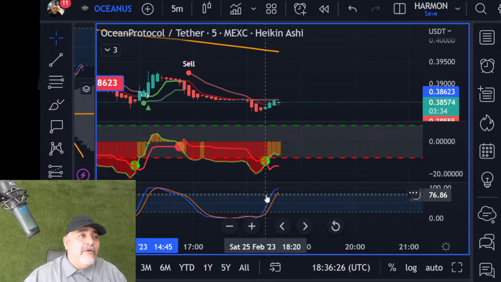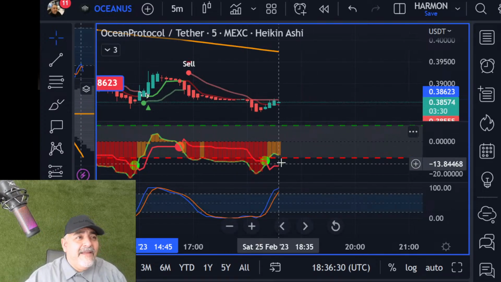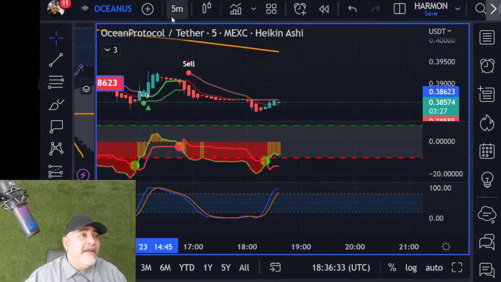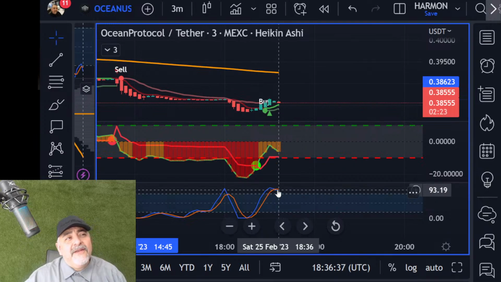This to me would say, okay, this is probably the short entry area right here, 38.6. And this is where we'd be looking. Now to confirm how much of this short is going down, I go to the 3 minute. The 3 minute is still coming down.